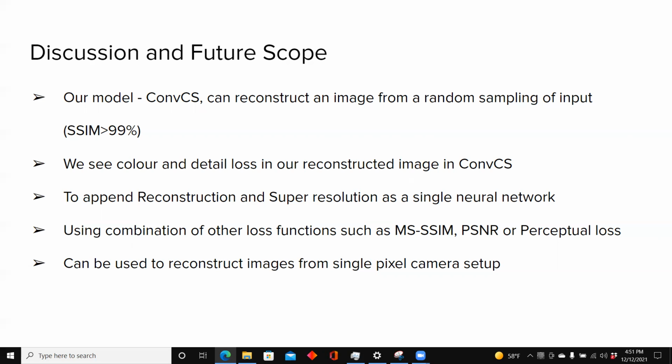potentially get better results. And also, it would be a good upgrade to the network if the reconstruction was appended with the super resolution to do the reconstruction and super resolution in one go in one neural network. So that might be one future upgrade that this model can have. And also we can try to reconstruct multiple images taken by multiple single pixel cameras using our ConCS network.